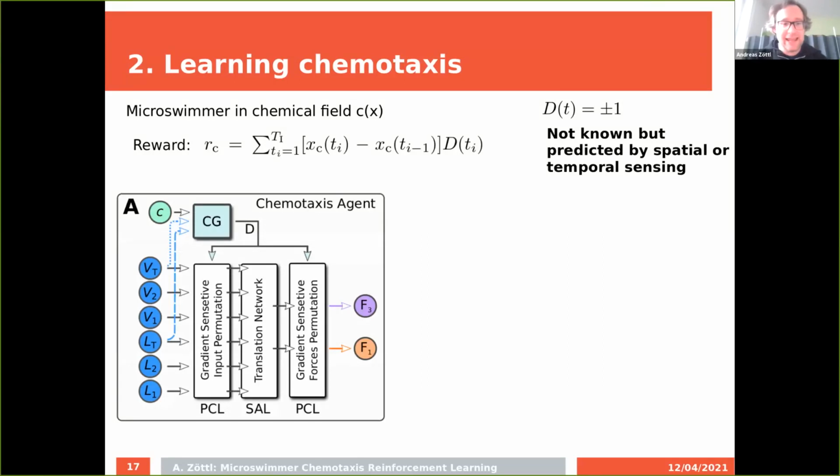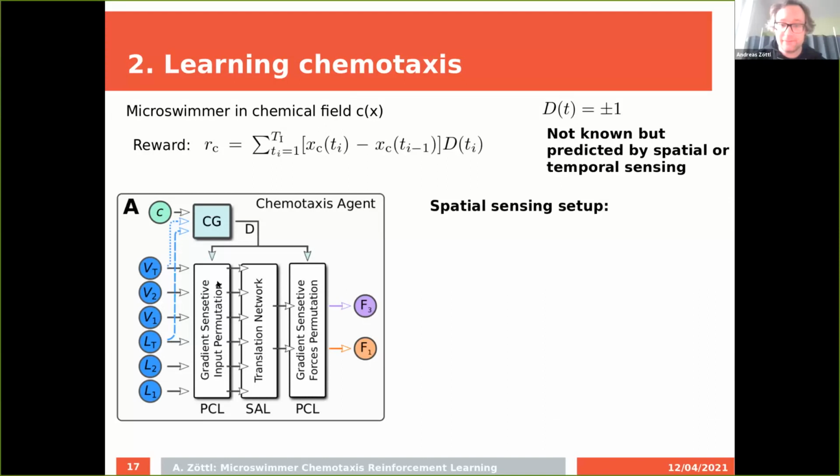And to this end, we extended our approach. So we have the state of the swimmer, but now also the chemical field, which goes to a so-called chemotaxis agent, which approximates the sign of D in which direction the microswimmer wants to go. And then this is applied to the learned network I showed you before, and also modulated by a so-called permutation layer. So there is a possibility it goes to the left or to the right direction.